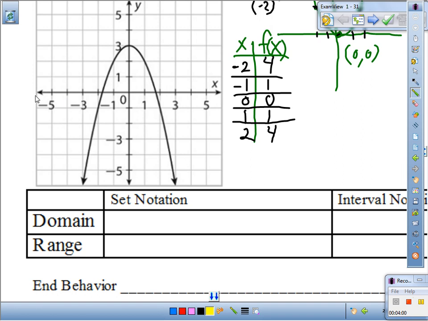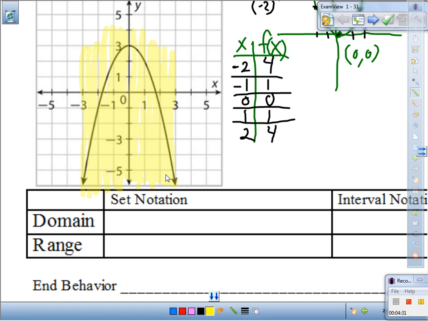So domain, they're talking about the entire x-axis that is part of the graph. So here we go. I'm going to start in the far left. So I'm going to highlight the function. All right, there it is. And I'm going to highlight till the end of the function. Okay. All right. Now, who notices? Can you guys see from there? Yeah?